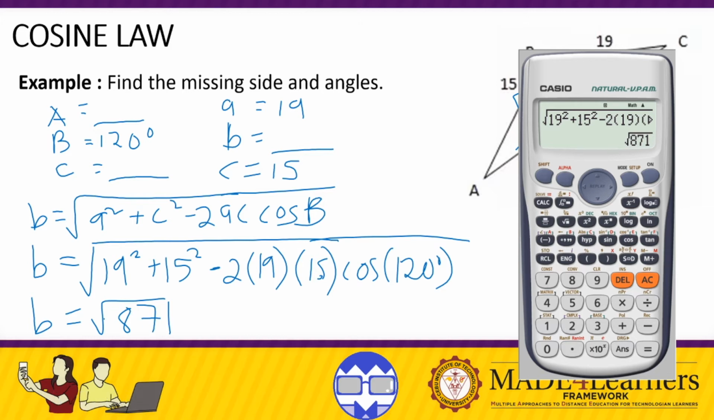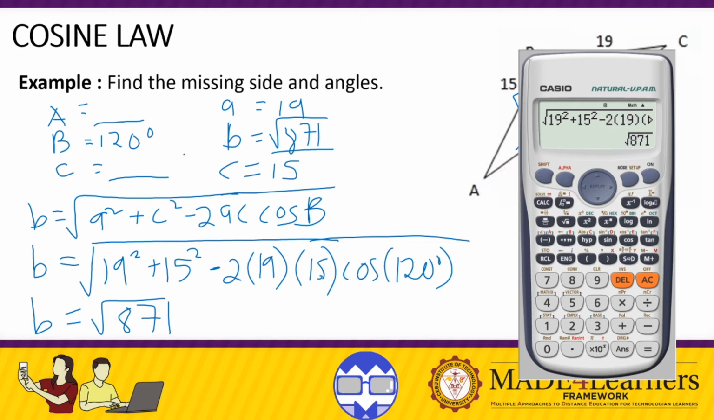Unless the given is a decimal, then you write the decimal form. For now, if you can answer in exact form, try to answer in exact form to avoid introducing more errors in the computation. So B is square root of 871.